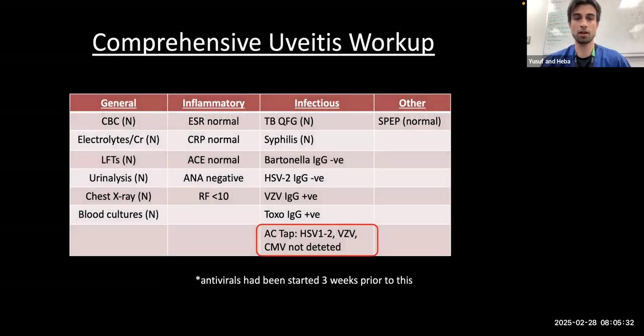A comprehensive uveitis workup was done and didn't really yield much. The AC tap was negative for viral PCR, although the antivirals had been started 3 weeks prior to this. So even though they were negative, it was still felt that we were dealing with a viral acute retinal necrosis at this point.